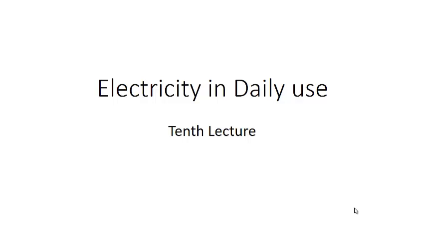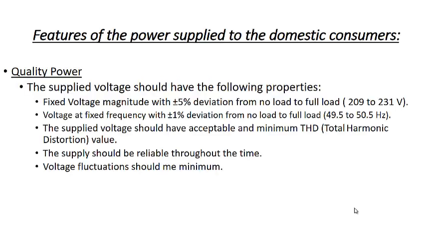In this lecture, we are starting a new unit, and we'll start with the features of the power supply to domestic consumers. Or in general, we can see what the different features are of the power that has to be supplied to the consumers. Such power is usually known as quality power, and quality power has some different properties. What are these properties?